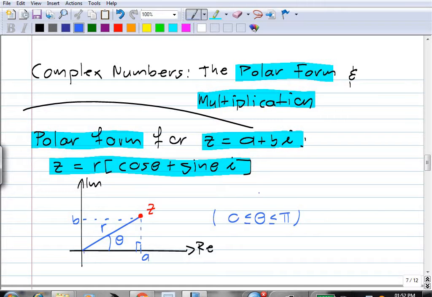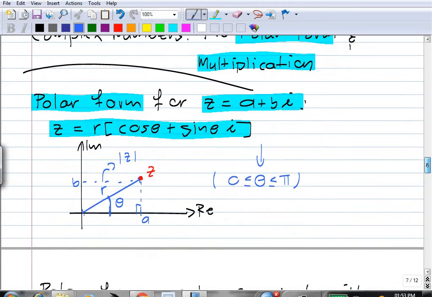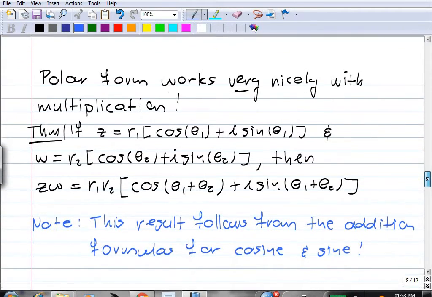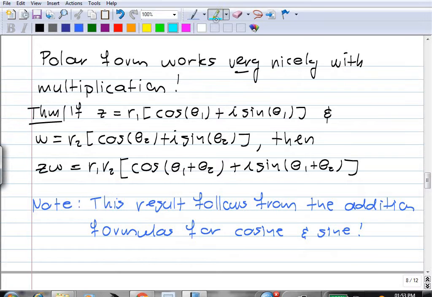And in the case where theta is between 0 and pi, that's illustrated in the sketch here. You can think of r as the length of that line segment, in other words the modulus of z, and theta as the magnitude of that angle. Now, the great thing about the polar form of a complex number is that it works very nicely with multiplication. And in fact, we have the following.